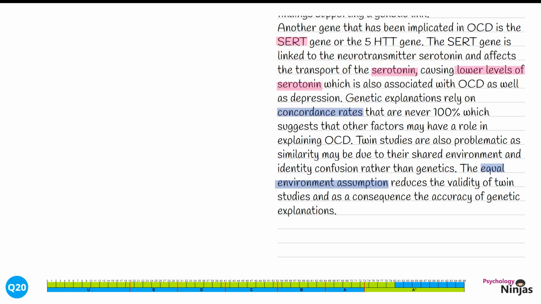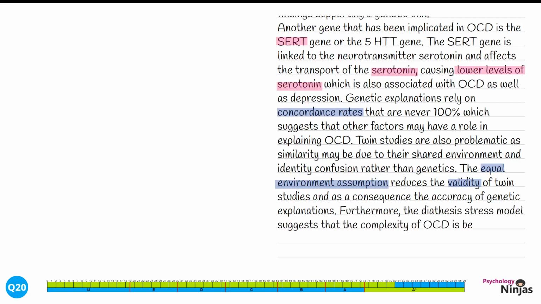In fact, more likely is that monozygotic twins are treated more similarly than dizygotic twins. This reduces the accuracy, and we haven't necessarily separated out nature from nurture when we're talking about twin studies. We're then going to elaborate further.